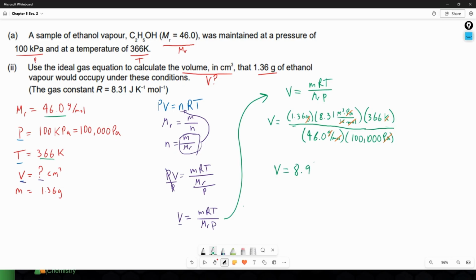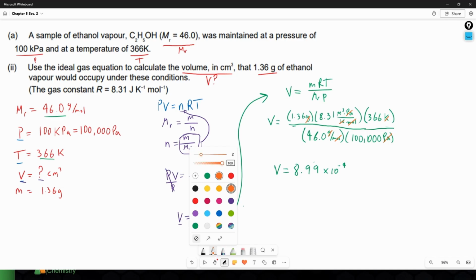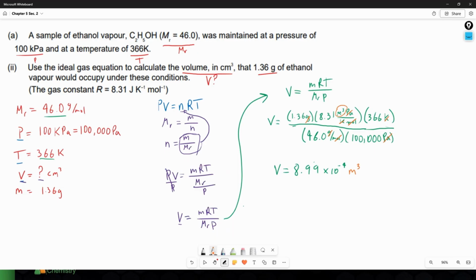8.99 times 10 to the negative 4. And then again, you have to remember that if we look at what unit we had left, this is in meters cubed. But we are being asked for the volume in centimeters cubed. So we need to convert this.